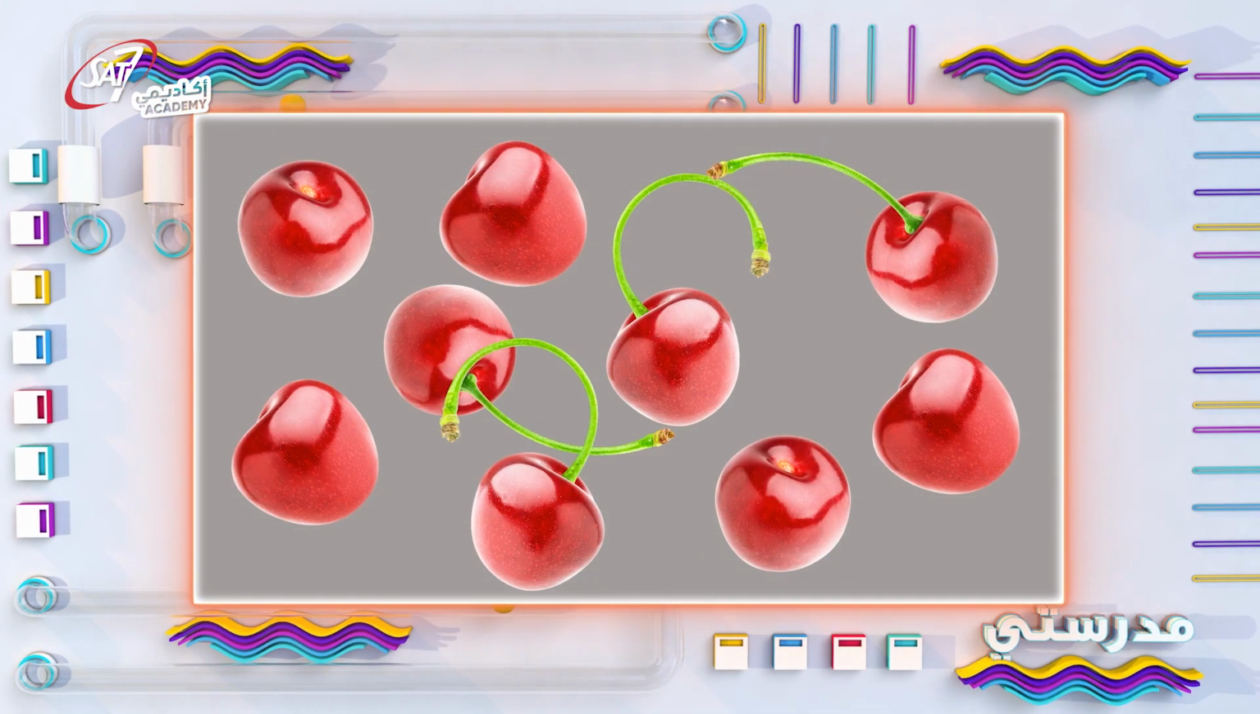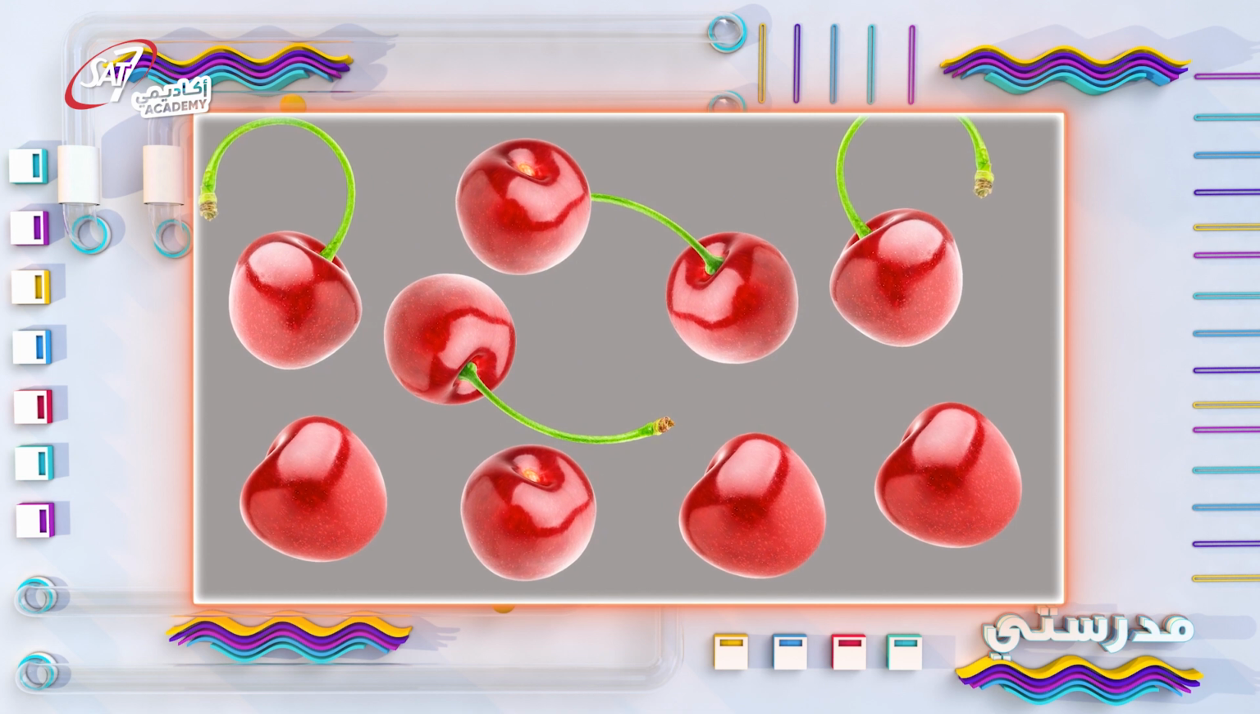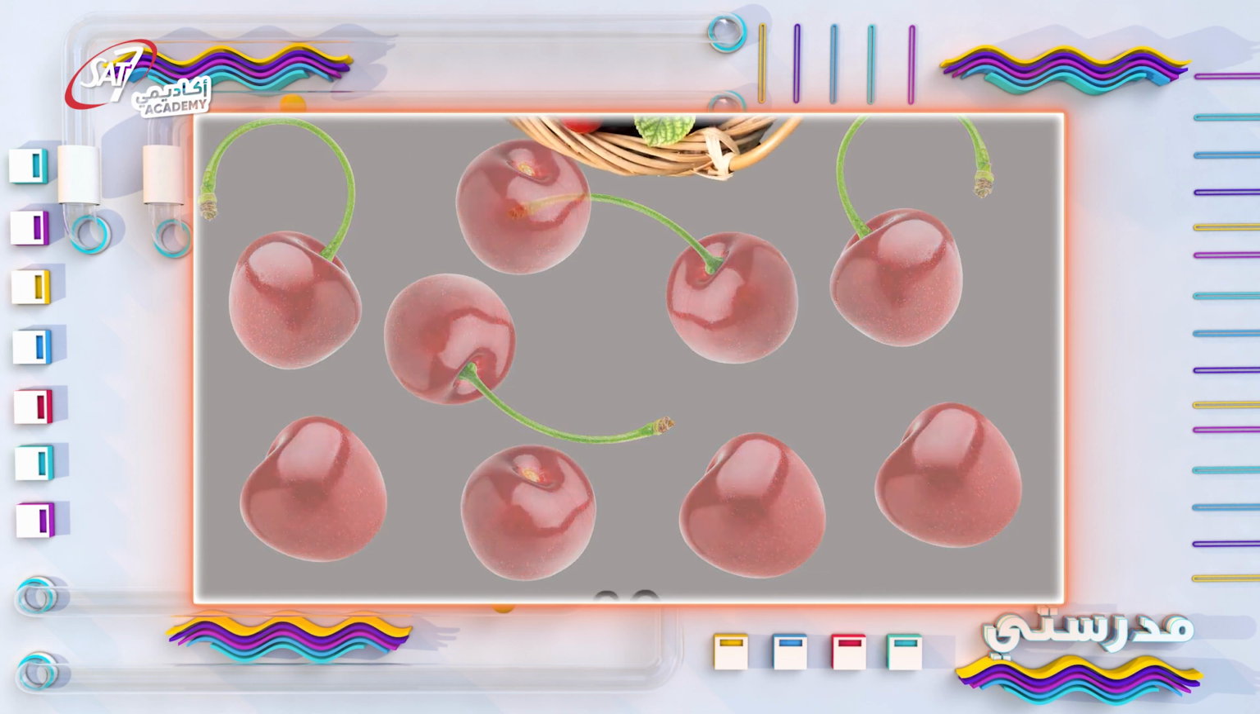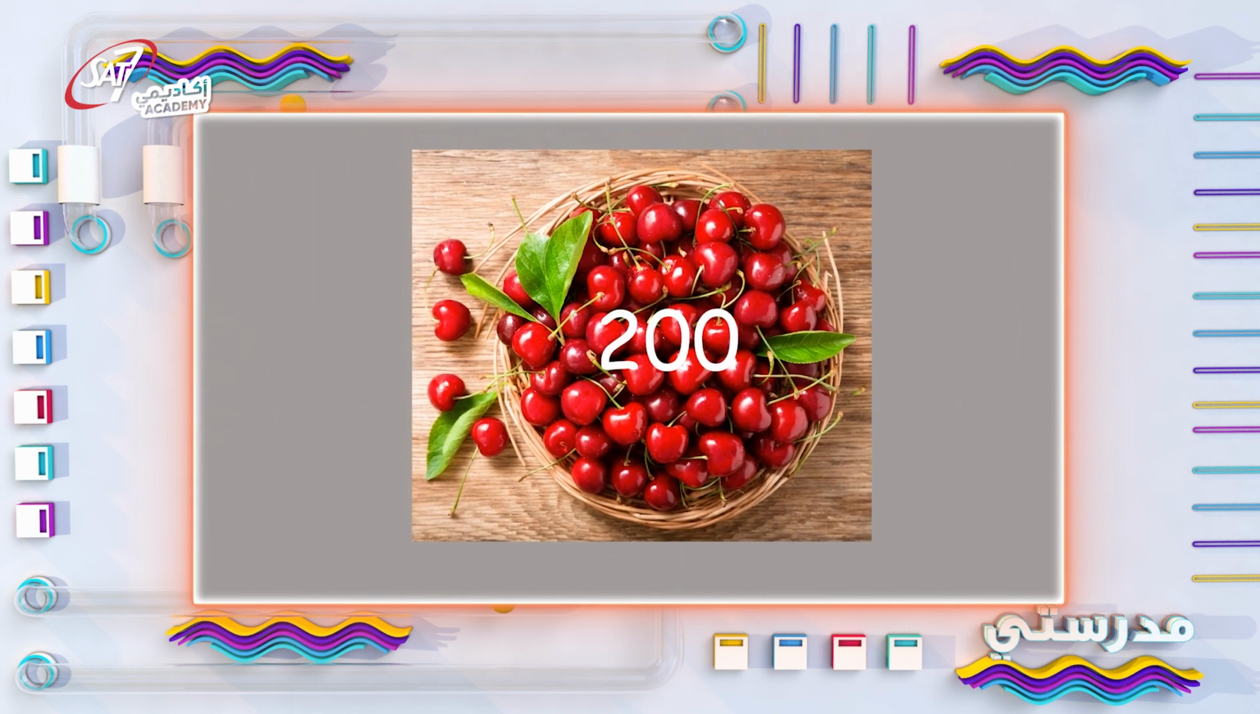In this cherry orchard, I ate some cherries and also took some home. Did you count the cherries here? I ate 9 cherries. I filled a basket with 80 cherries to take them home with me. And my friend gave me another basket that has 200 cherries inside. How many cherries did I take in all?